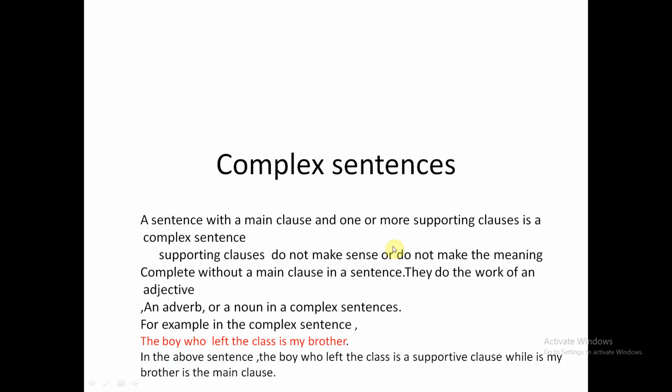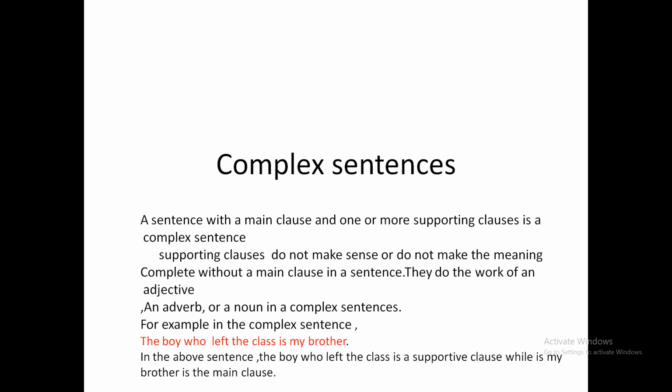Hello students, let's move on to complex sentence. After simple sentence and after compound sentence, the main part we have to see is complex sentences. As we all know, in a complex sentence there are two clauses: one which is the main clause and the other which is the subordinate or supportive clause. A sentence with a main clause and one or more supporting clauses is a complex sentence.